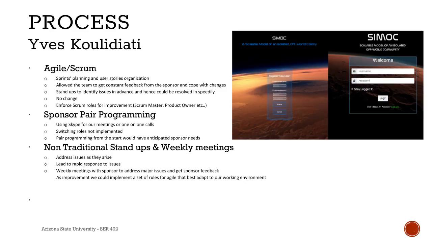Non-traditional stand-up and weekly meetings. Typically during the Agile process, stand-up meetings are used to address issues as they arise. We also used weekly meetings, typically with our sponsor present, to address more major issues. Originally we had planned on more closely following traditional rules of Agile, but found it worked best for us to adapt it to our situation.